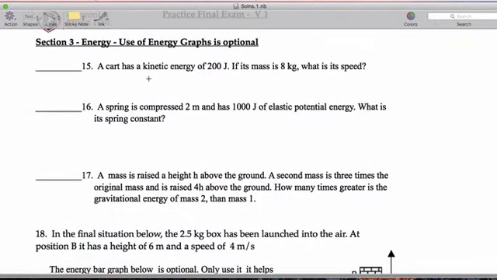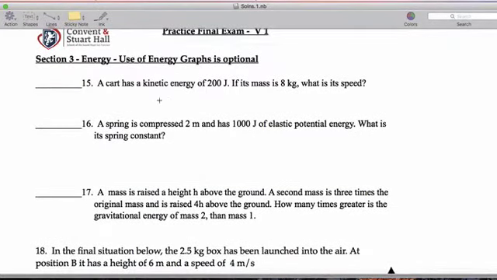So first, we have a kinetic energy of 200 joules. We are given a mass and we want to know the cart's speed. I'm using the energy formula, so I'll write down that EK equals 1/2 mv squared. And from there, I'll just plug in my energy. I'll have 1/2 times my mass, and I have v squared right here.